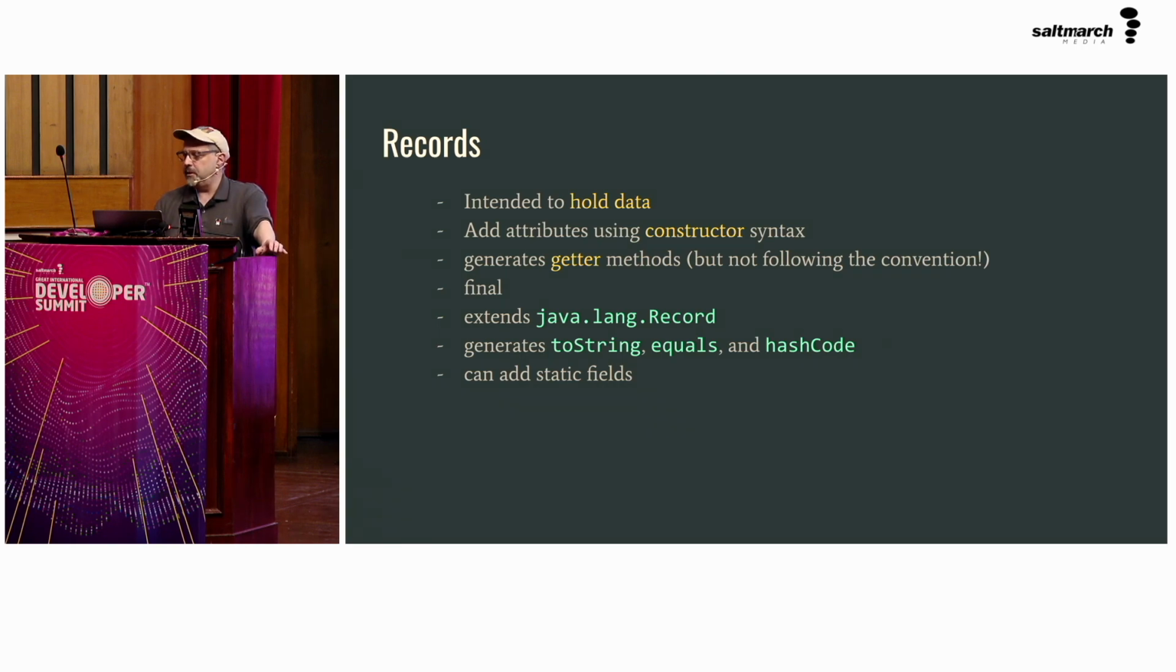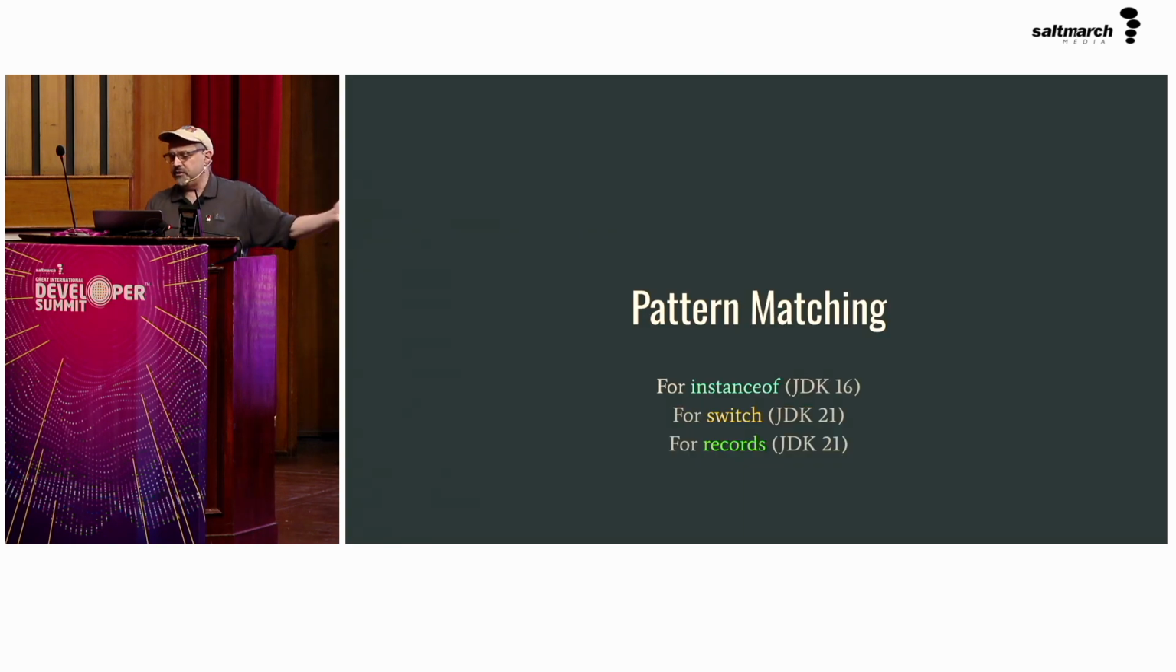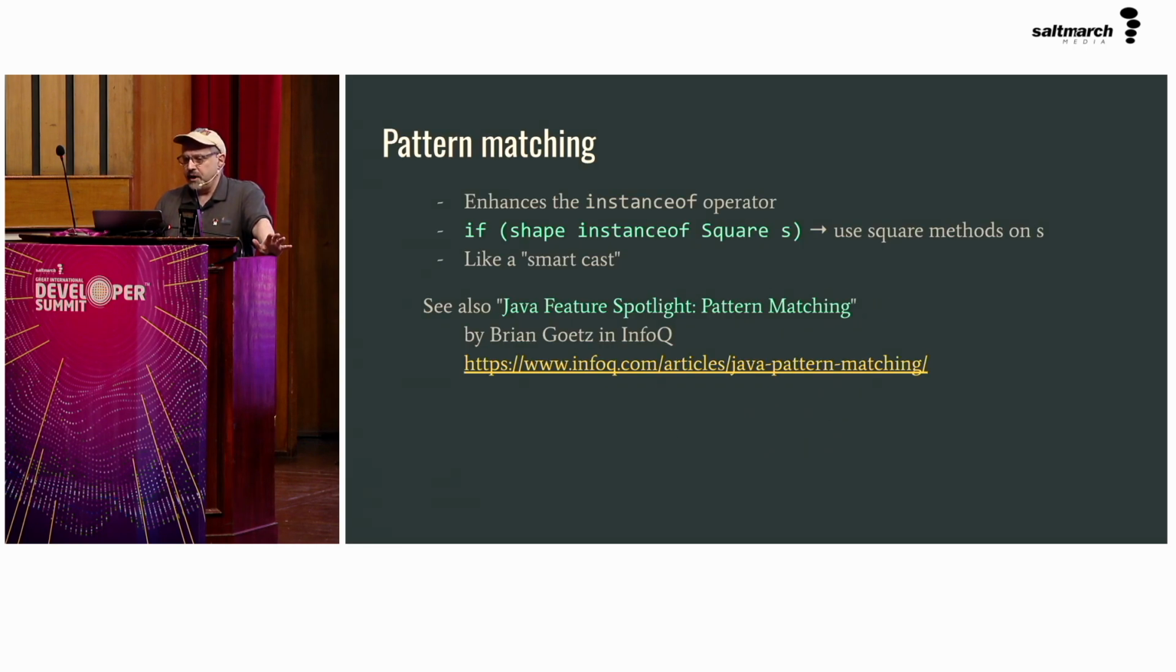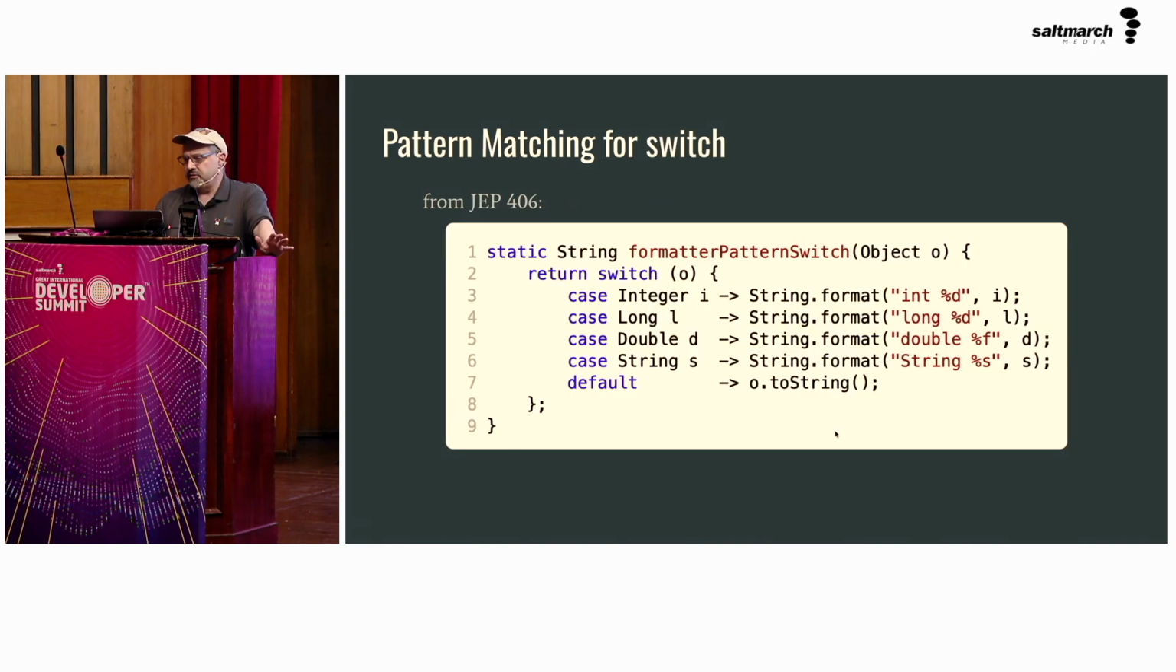But there's the basic information about records, which we already talked about. Pattern matching for instanceof was 16, then for switch, and for records, record patterns, I'm not showing. That allows you to extract the data completely from the record. But there's the pattern matching for instanceof, and Brian Goetz wrote an article about where this is all headed. And then this is the example from the JEP.